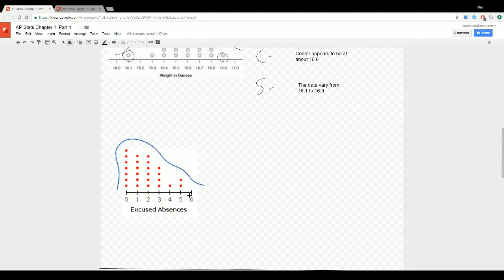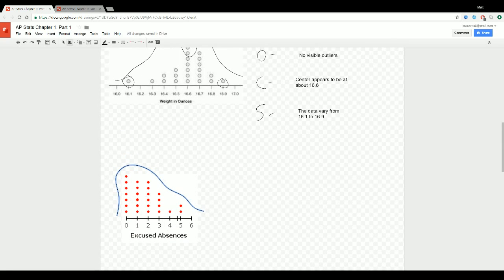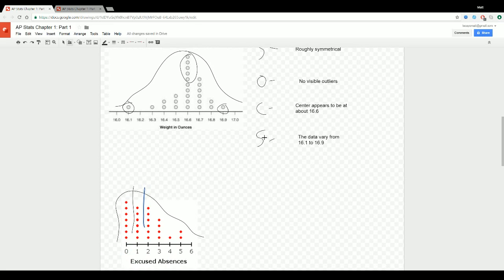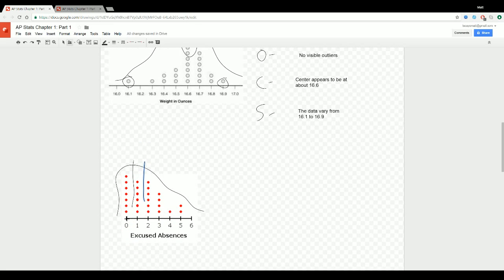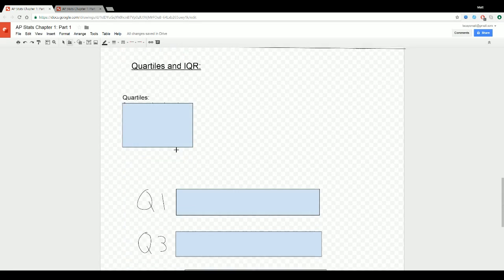So again, looking at outliers, there are no visible outliers. Everything seems to stay within the typical pattern. The center looks to be somewhere within this range, so probably around 1. And lastly, the spread: the data ranges from 0 to 5. So like I said, just going through this really quickly, just a light review.